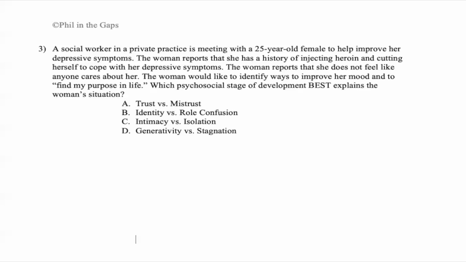A, trust versus mistrust. B, identity versus role confusion. C, intimacy versus isolation. Or D, generativity versus stagnation. And when you have your answer, type the word tricky in the chat.